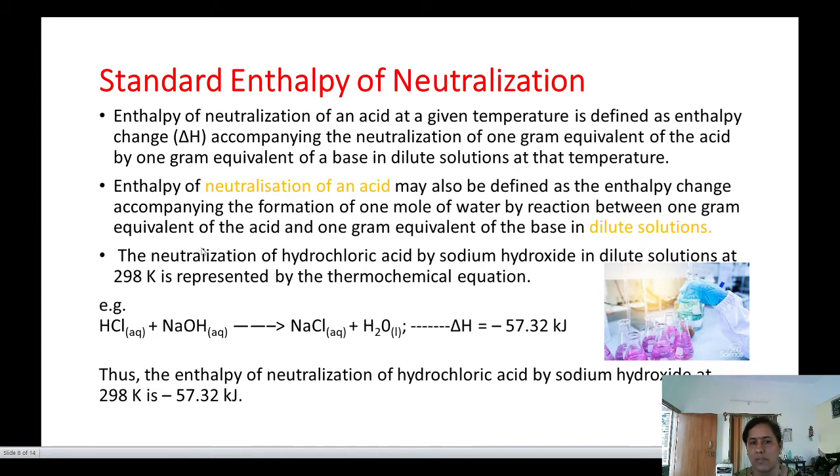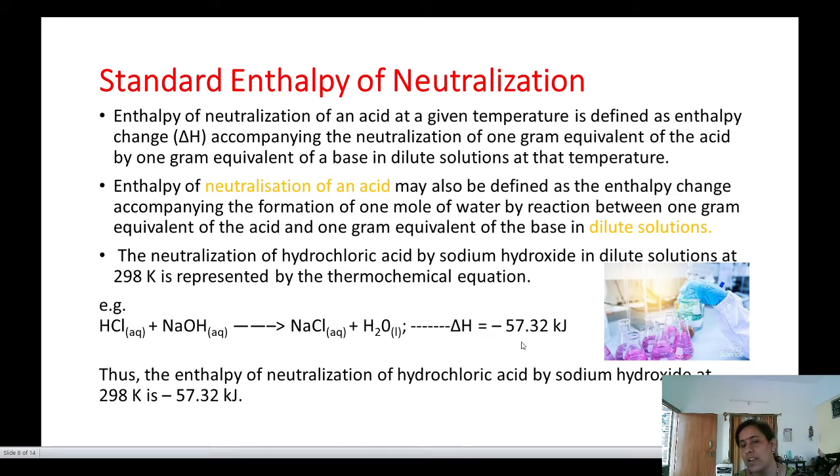Okay, this is the second definition. That is the neutralization of hydrochloric acid, that is HCl, by sodium hydroxide in dilute solution at 25 degrees Celsius. It is represented by the equation HCl plus NaOH gives rise to NaCl plus H2O. Acid plus base gives rise to a salt plus water.